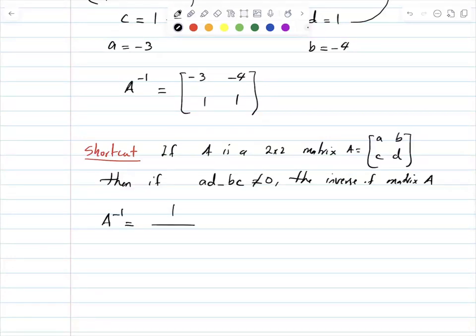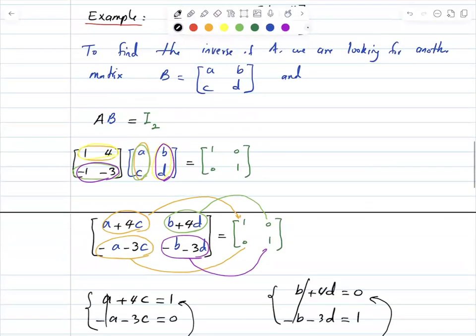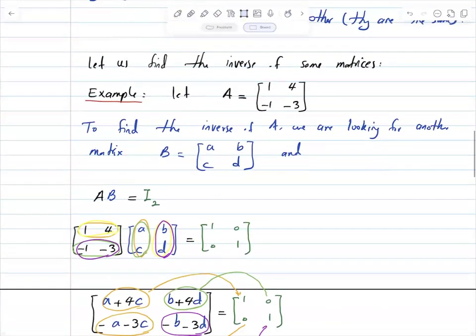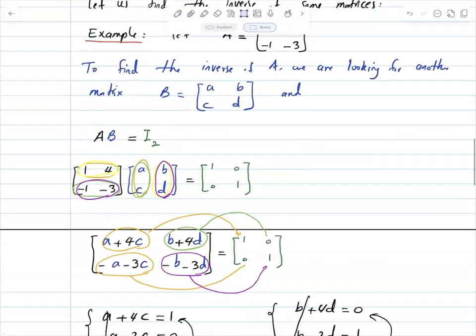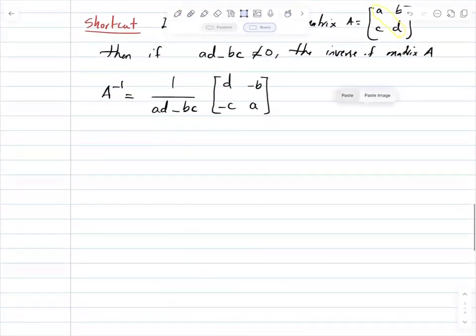So you have 1 divided by AD minus BC multiplied by, you're going to switch the entries on the main diagonal. So now you get D, A, and you're going to multiply the entries that are not on the main diagonal by negative sign, negative B and negative C. So let us check this matrix using this trick, right? This is my matrix A. I went over a lot of algebra. So this is matrix A.